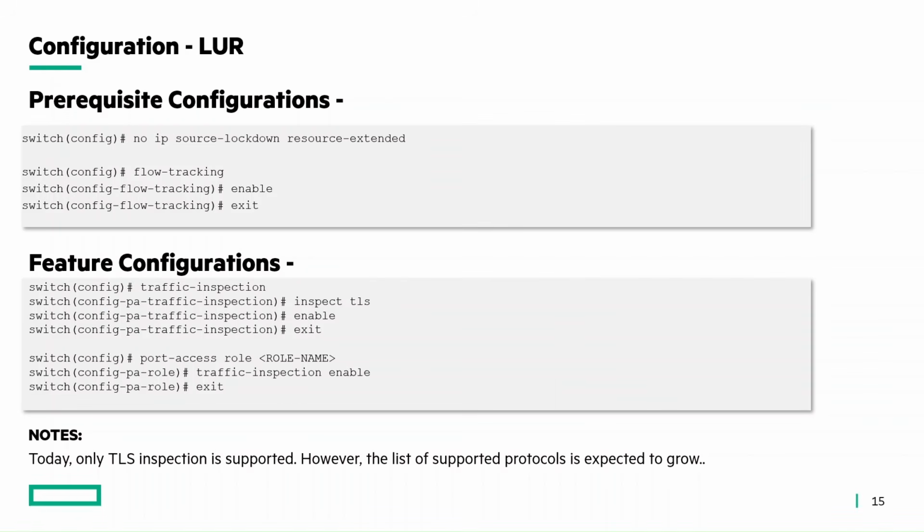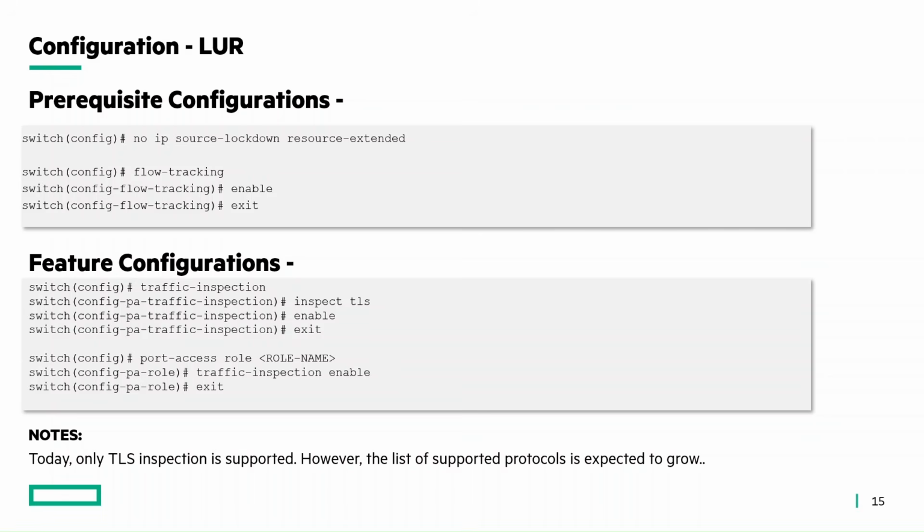So local user role, some prerequisite configurations. We must disable IP source lockdown resource extended. That is to give the traffic inspection engine access to the packet, essentially. Flow tracking must be enabled to track the individual flows.